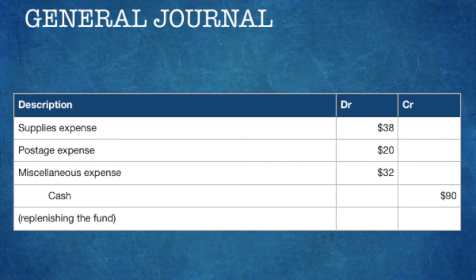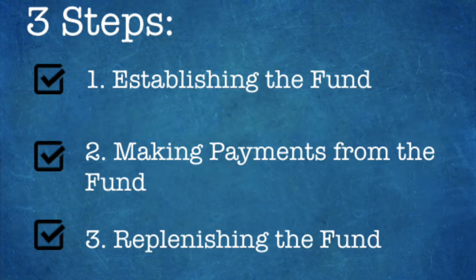We then credit the total amount of expenses as cash, which equals $90. And that is the process of how we record and use petty cash funds.